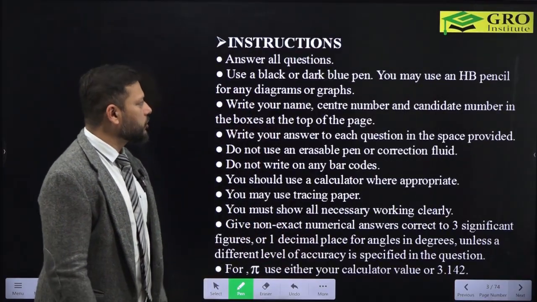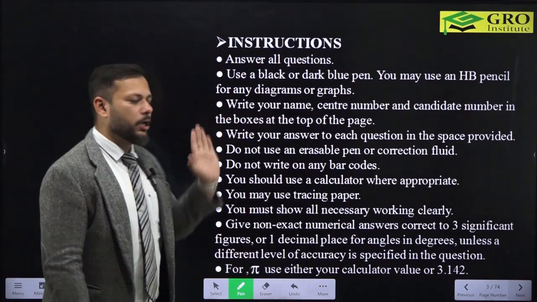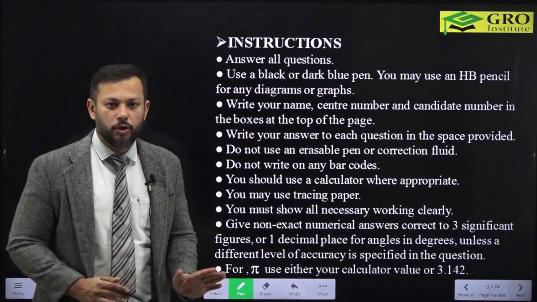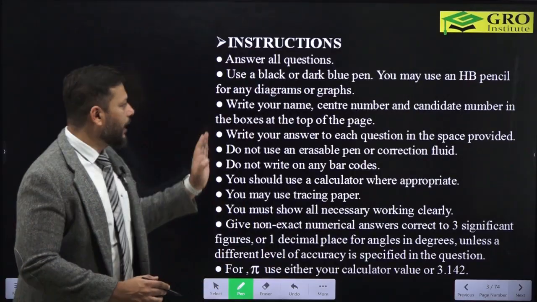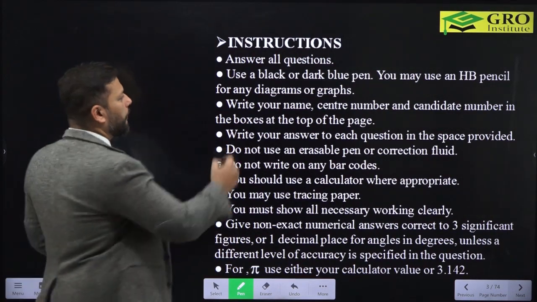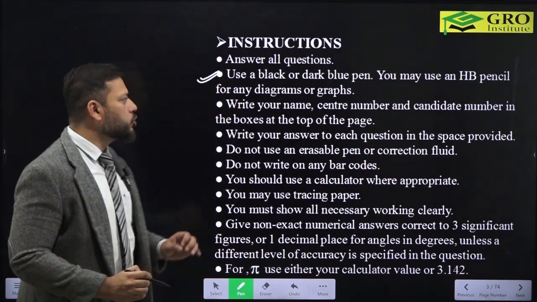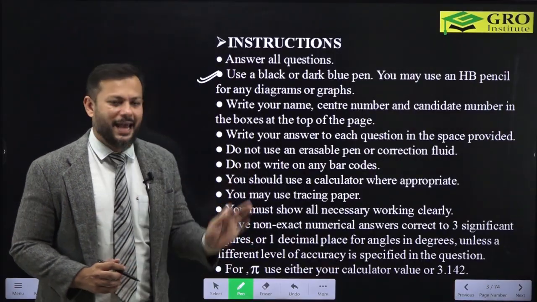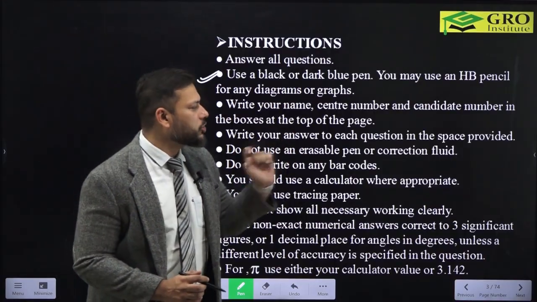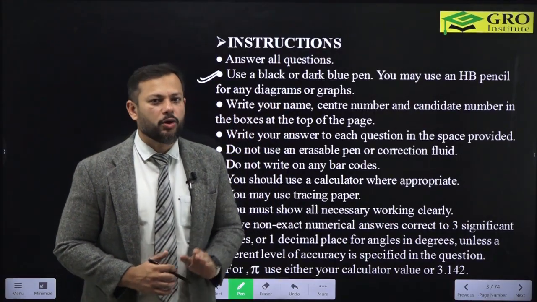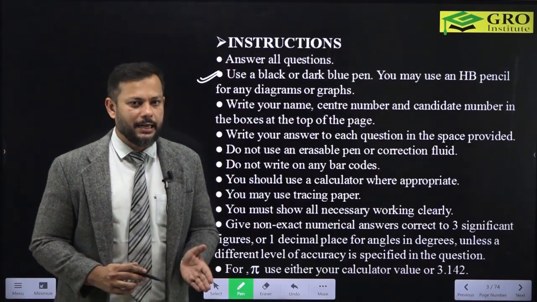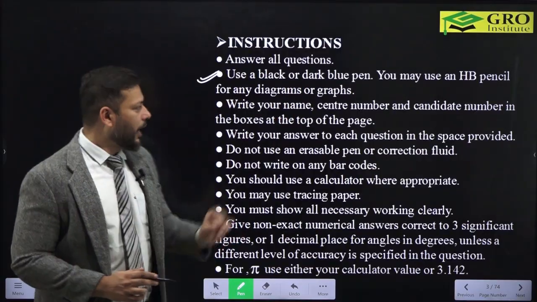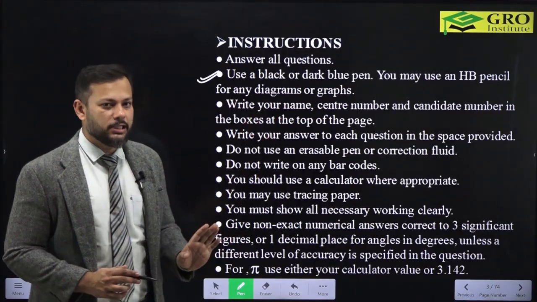Now, if we look at the instructions over here, the first instruction is answer all the questions. Again, this paper also needs to be attempted in full. None of the questions are supposed to be left behind. Next, use a black or dark blue pen, guys. Very important point. I would rather suggest you that we should stick to a black pen. Then you may use an HB pencil for any diagrams or graphs. If there is a requirement of drawing a diagram or a figure, you can use the HB pencil for that, especially for construction and translation. And also for graphs, you can use the HB pencil.